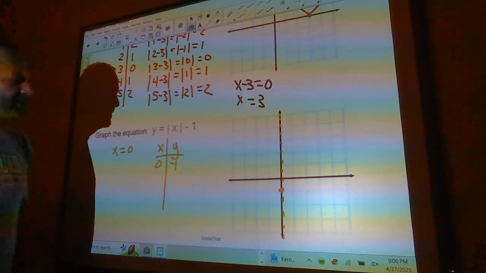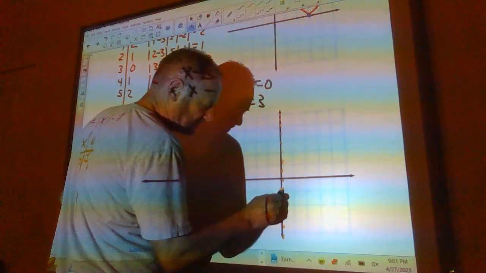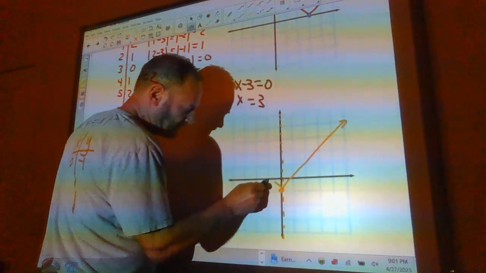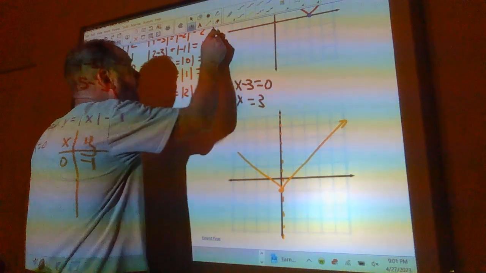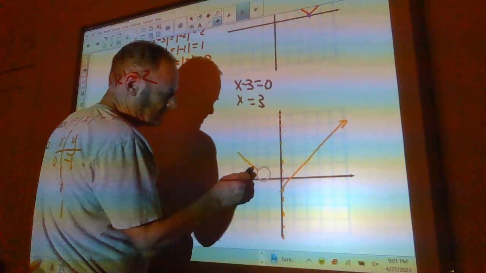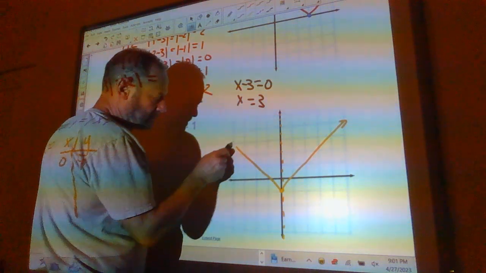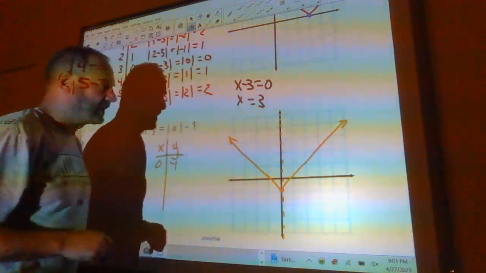That's my vertex. Now look here, here's my slope. My slope is 1. This thing's opened up. Has a slope of 1 on one side. Has a slope of negative 1 on the other side.